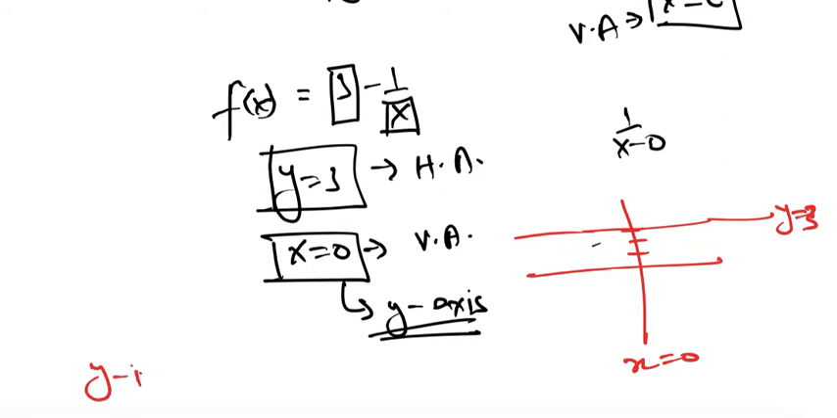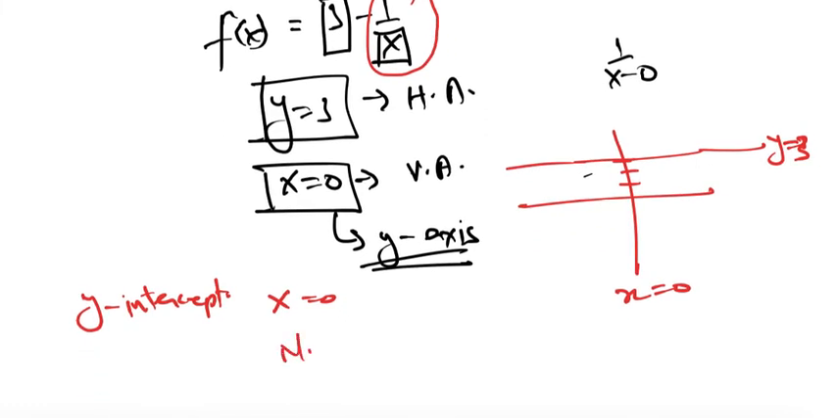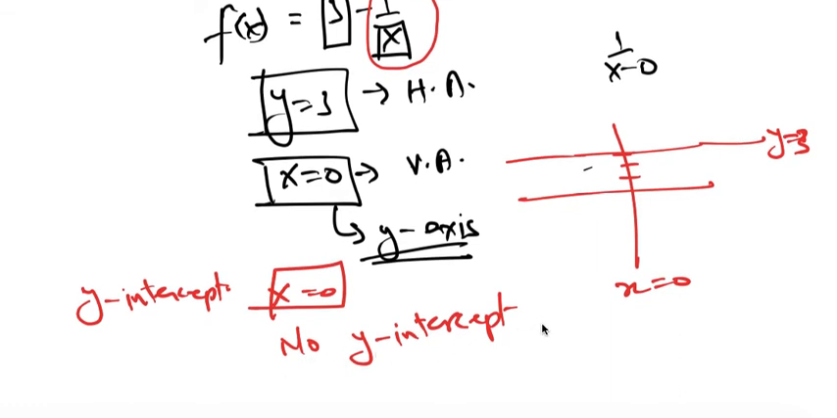So for the y-intercept, we will put x equal to 0. The problem with this question is that the moment we put x equal to 0, this thing will be undefined. So the meaning is that y will be undefined in this case. There will be no y-intercept, because x equal to 0 is an asymptote. So no y-intercept is possible.